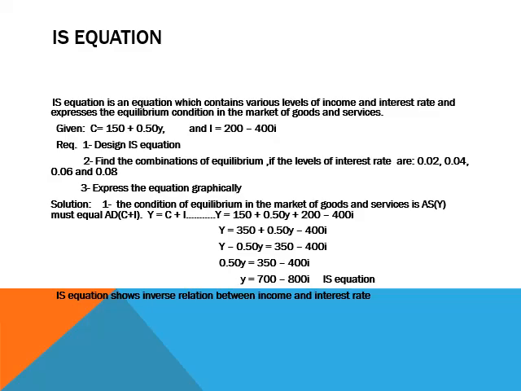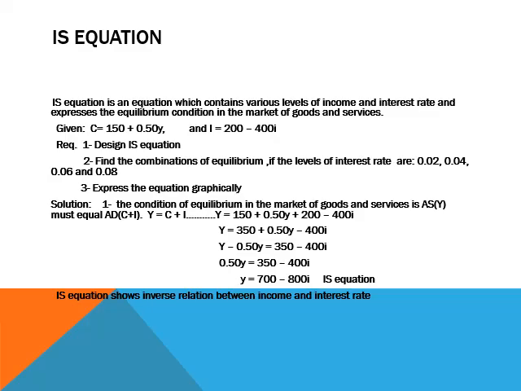Okay, now the second question is to find the combination of equilibrium if the levels of interest rate are 0.2, 0.4, 0.6 and 0.8, or 2%, 4%, 6% and 8%, and express the equation graphically.